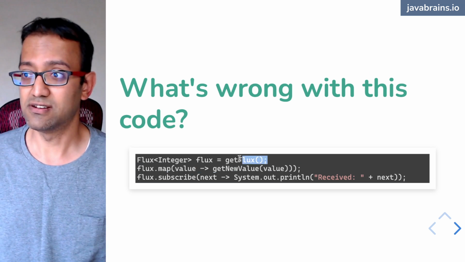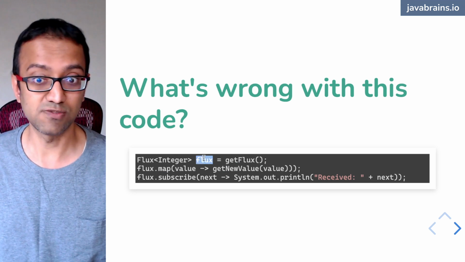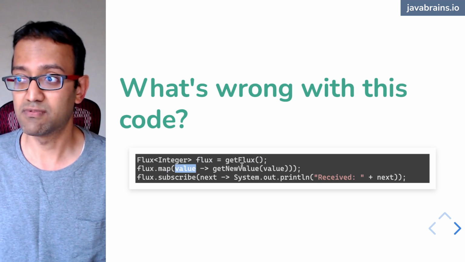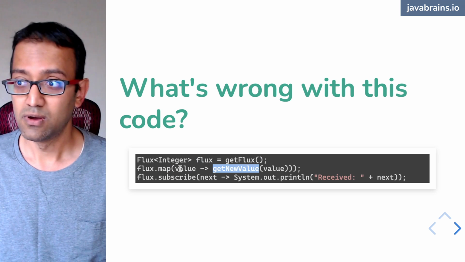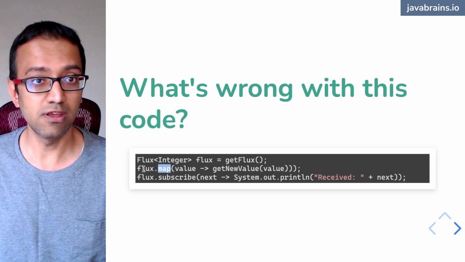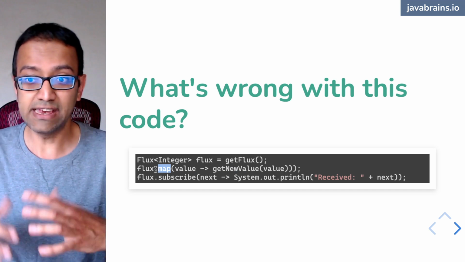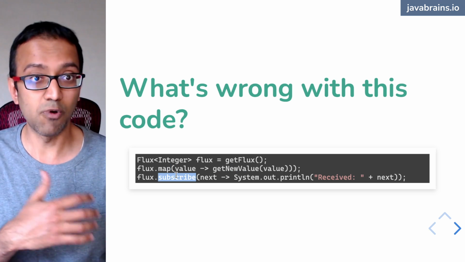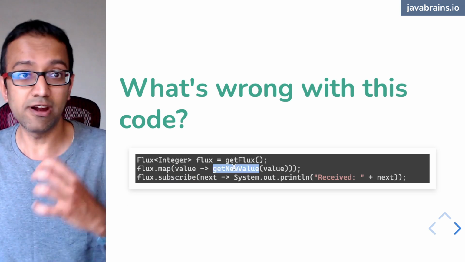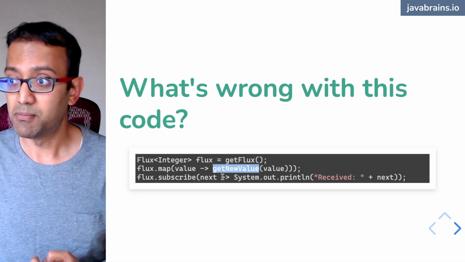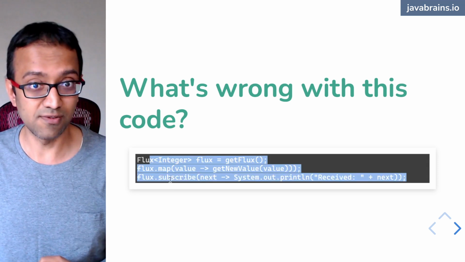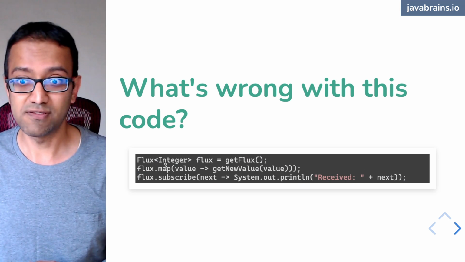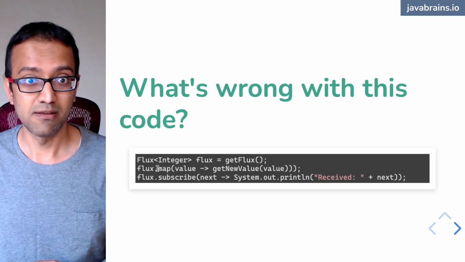Okay. So this is a flux. Get flux is going to give you a flux. It's one stream. Now you're mapping on that flux and changing the value from value to a new value. What is this going to do? It is going to give you a new flux. So the intent, I'm guessing, is to subscribe to that new flux, right? I want to print the correspondingly replaced new value. But when I do this, the code as is written over here is going to print the values from this flux and not with this one. Okay? Because this one is a new flux.